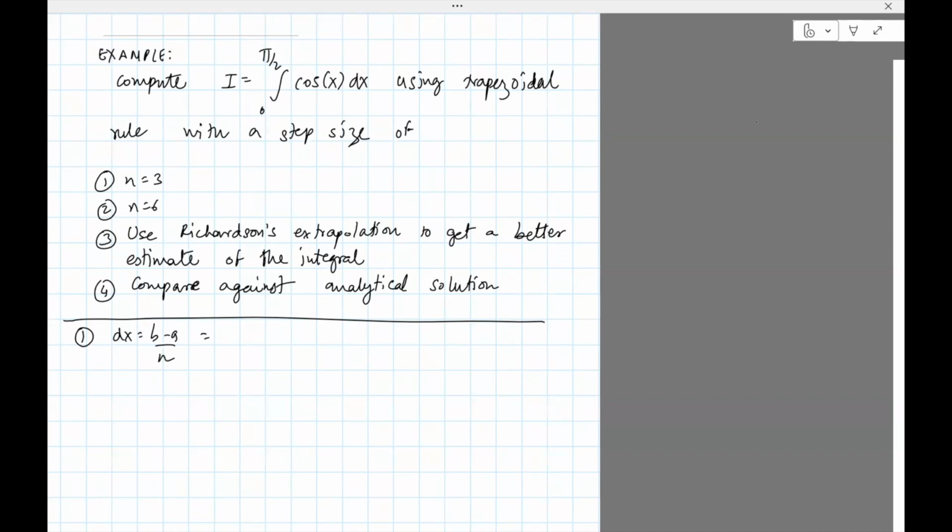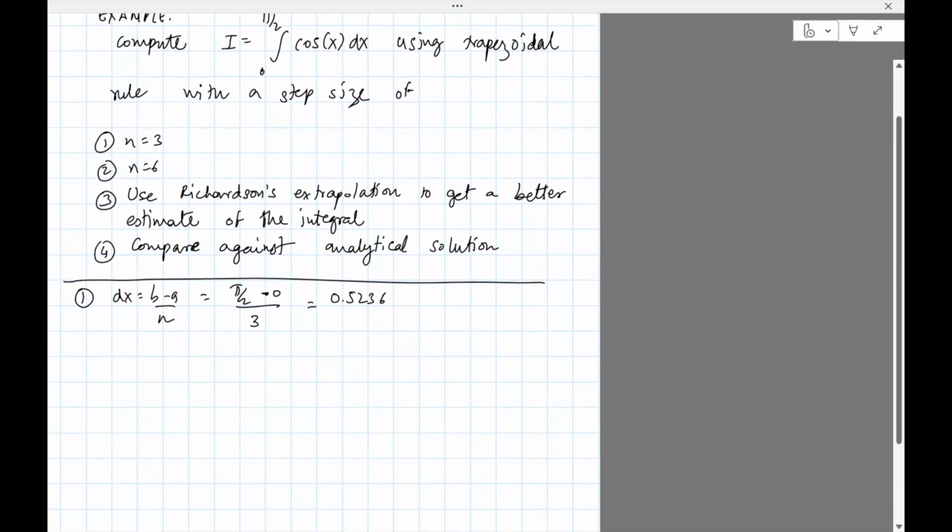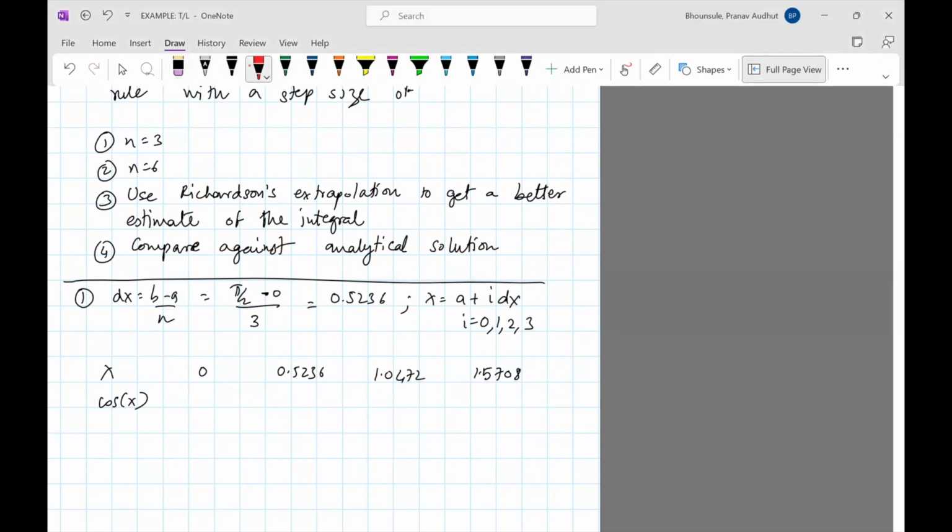So dx is b minus a divided by n. Okay, I'm trying to do it with the trapezoidal rule. So let's create this table. 1.5708. This is the formula x equals a plus i dx, where i goes from 0 all the way to 1, 2, and 3. Right, that's the formula I used.